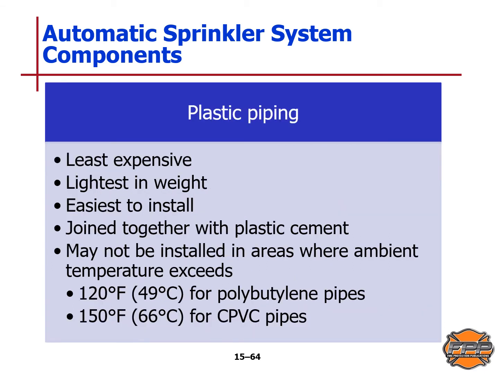Plastic piping is the least expensive, lightest in weight, and easy to install, and it's joined together with plastic cement. However, it may not be installed in areas where ambient temperature exceeds 120 degrees Fahrenheit, 49 Celsius for polybutylene pipes, or 150 degrees Fahrenheit or 66 degrees Celsius for CPVC pipes.